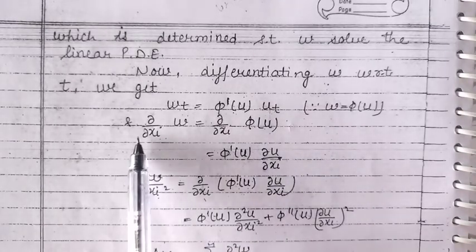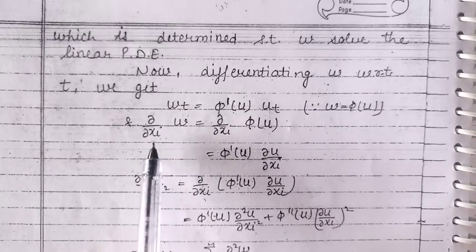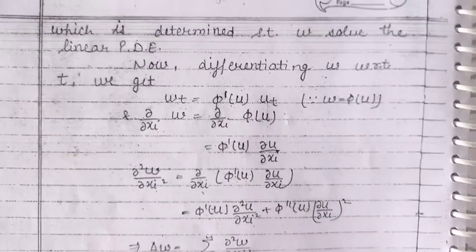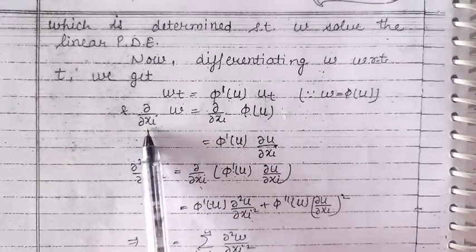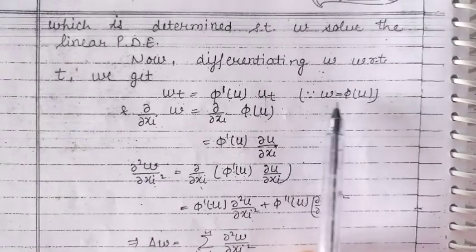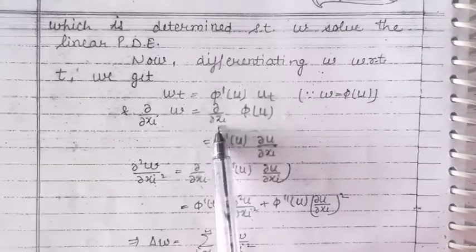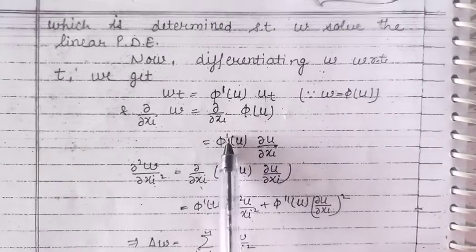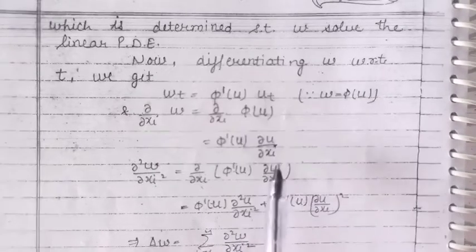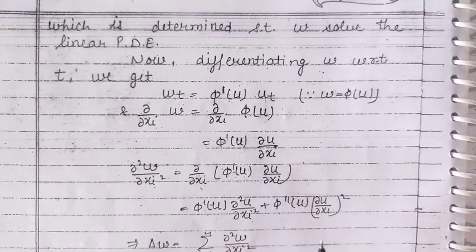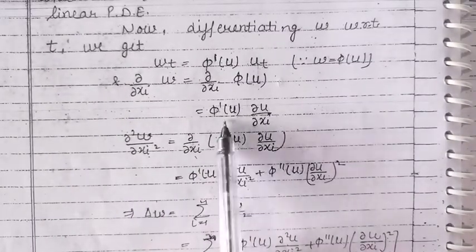For this, we require second order partial derivatives of w with respect to x_i. So let us differentiate w partially with respect to x_i. From here, because w is phi of u, the partial derivative of phi with respect to x_i becomes phi dash u into the partial derivative of u with respect to x_i. Now again differentiating partially with respect to x_i by using the product rule here.